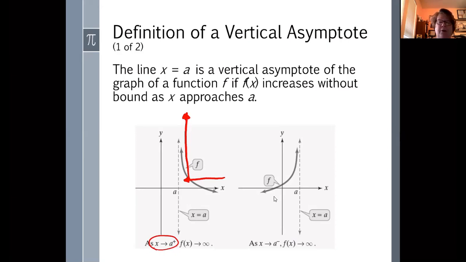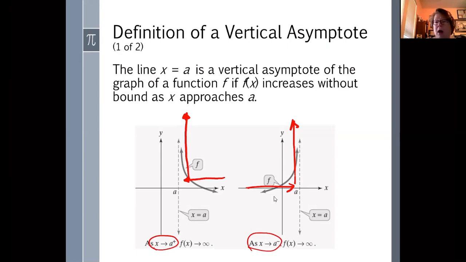When we look at the second graph, the graph on the right, now we're approaching that vertical line from the negative direction. That's what this means right here. As x approaches a from the negative direction, the same thing happens. Y increases without bound as x approaches that vertical line. And that is the definition of a vertical asymptote. As the function approaches that vertical line, y just takes off and goes to positive infinity.